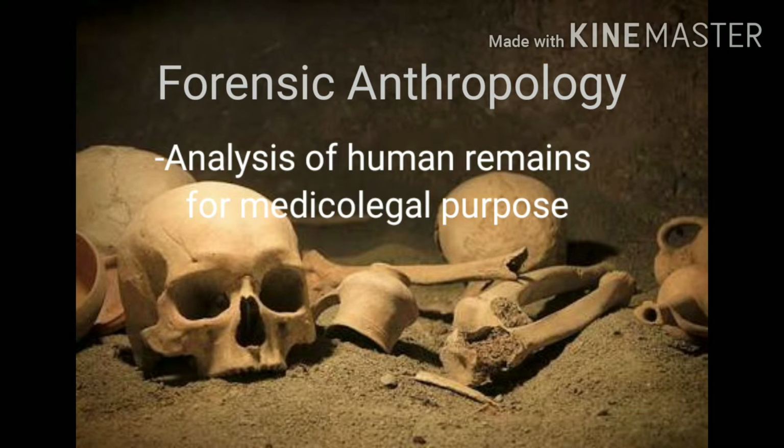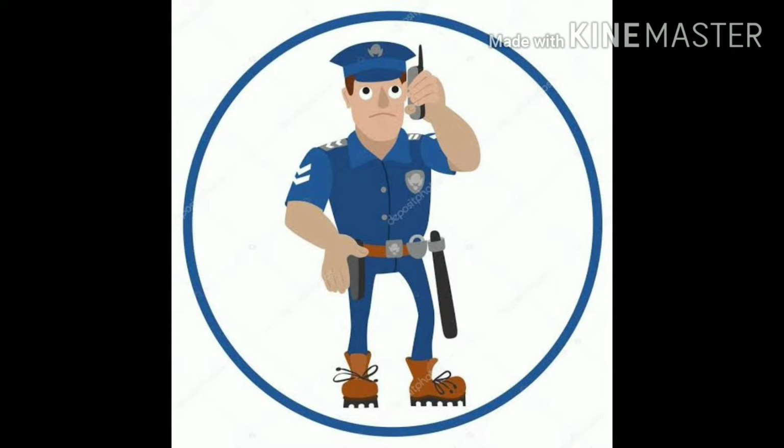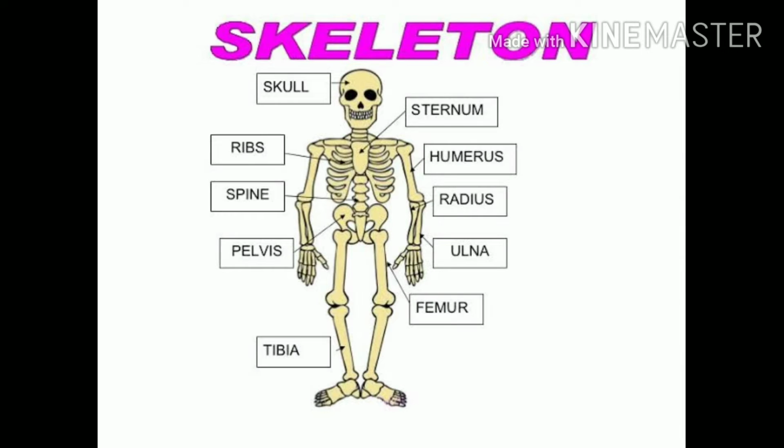Forensic anthropology became established in the 1940s when the law enforcement agencies began to call upon physical anthropologists to assist with their cases that required identification of skeletal remains. So there are five main bones where the forensic anthropologists are mostly interested in: the skull, humerus, pelvis, femur, and the tibia.